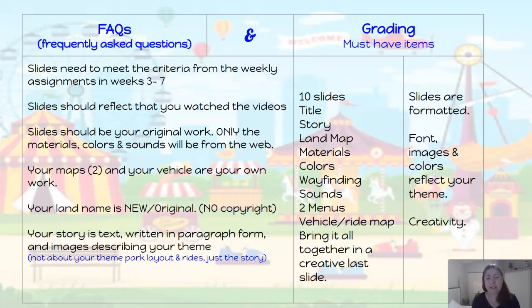Grading. Got to have 10 slides minimum. You can have 12. You can have 10 minimum. And it's title, story, land map, materials, colors, wayfinding, sounds, 2 menus, vehicle, ride map. Bring it all together at the end in the last slides.